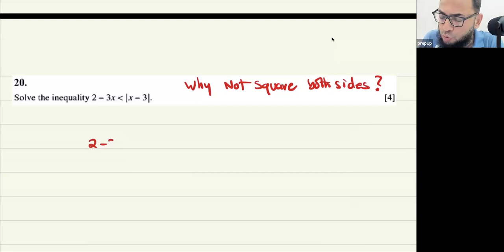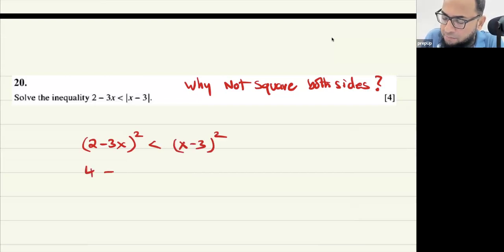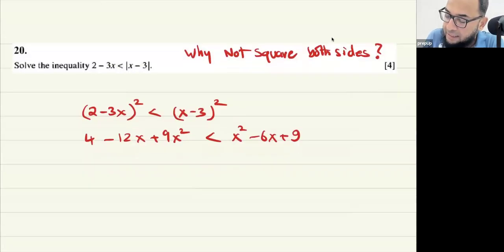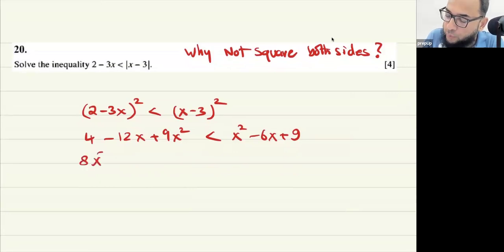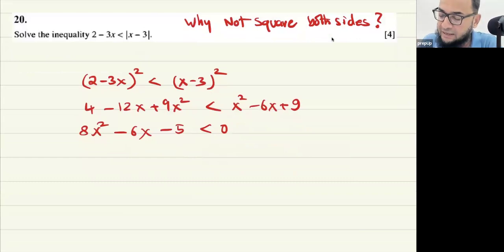So this is 2 minus 3x, the whole thing squared, is lesser than x minus 3, the whole thing squared. That is 4 minus 12x plus 9x squared is lesser than x squared minus 6x plus 9. This is 9 minus 1, which is 8x squared, minus 12 plus 6, which is negative 6x, and 4 minus 9 is negative 5, lesser than 0. 8 into 5 is 40, and 10 into 4 is also 40. So 8x squared and 10 and 4.